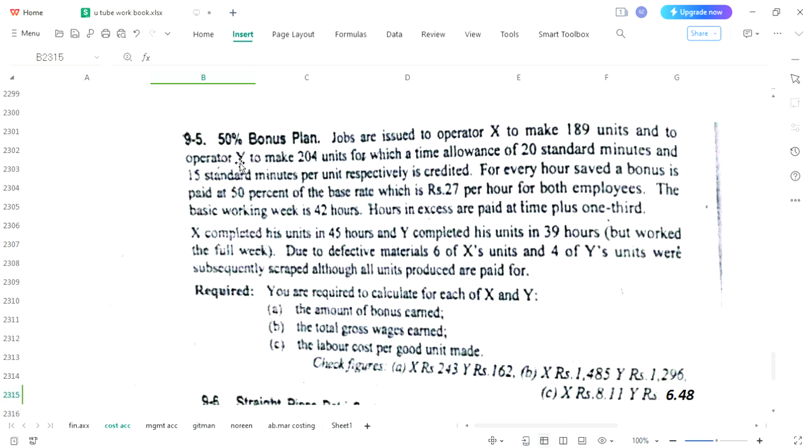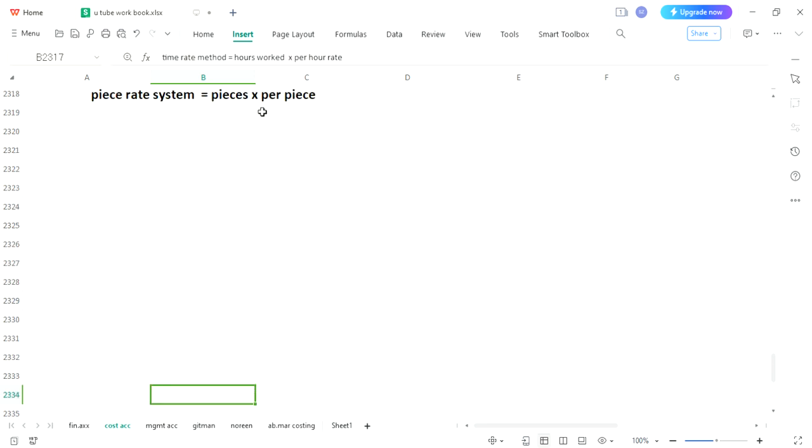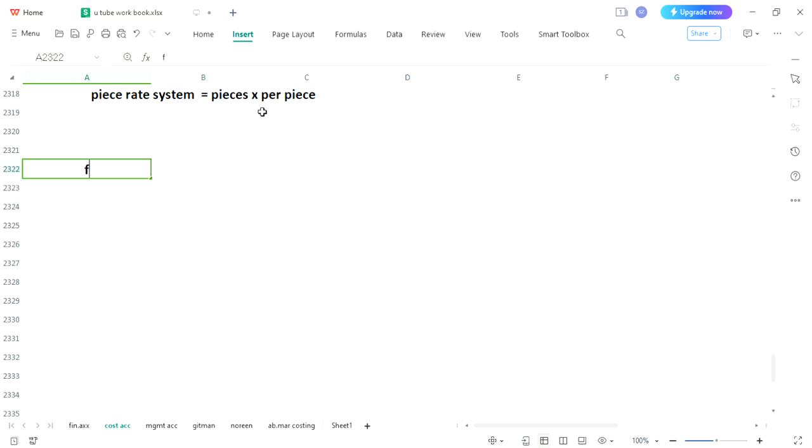Data should not be mixed, so you will have to be very careful because you can see a mixture of different amounts here: 204, 20, 15, 50, 27, 39, 45, 6, 4. So there are so many amounts present in the question. The primary responsibility in solving the question is not to mix data between X and Y. So first we will look at X. This is your first part, related to X only.